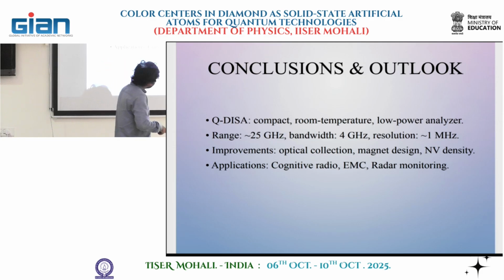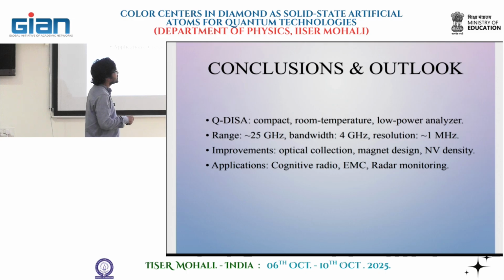Another factor of concern here is improvement. One thing is optical collection: how many photoluminescence photons we are able to collect with the CMOS camera. Then there is the design: if there is a misalignment of the magnet to the NV center axis, there will be some error, and also how much NV density the nanodiamonds have. Applications: it can be used for any kind of electromagnetic communication monitoring. That's all. Thank you.